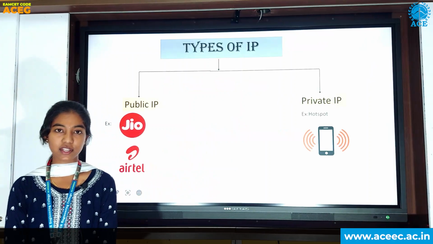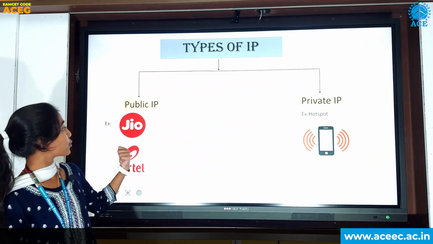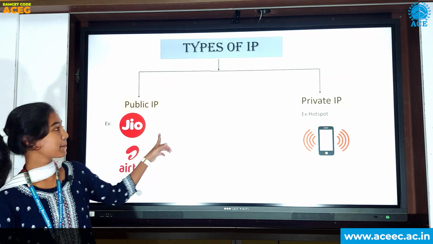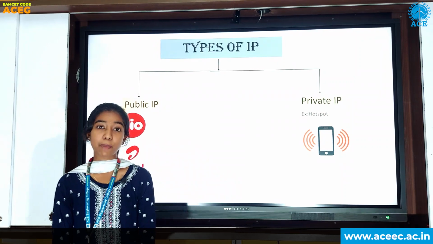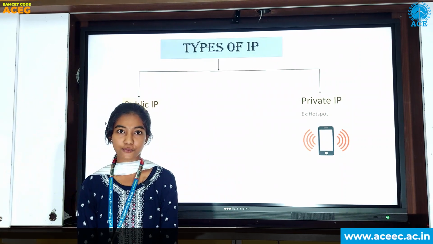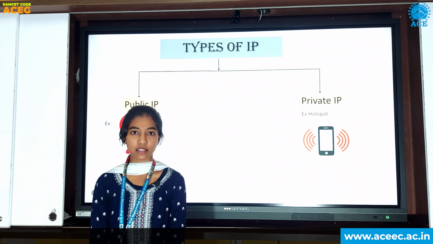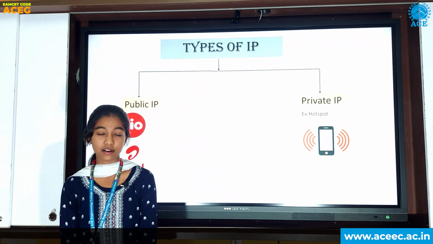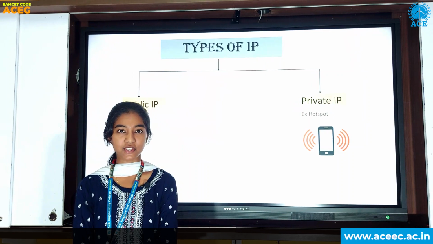Now let us see about the types of IP. Generally there are two types of IP. One is public IP and another is private IP. In public IP, we can connect to wider range of networks. It is provided by ISP, that is Internet Service Provider. In this we can find the information easily.